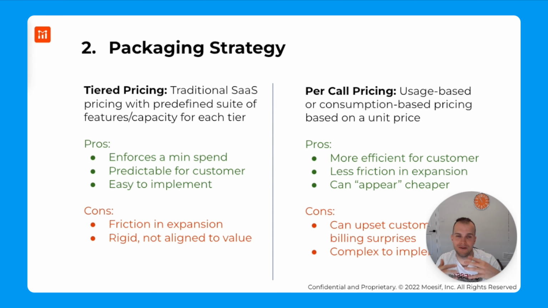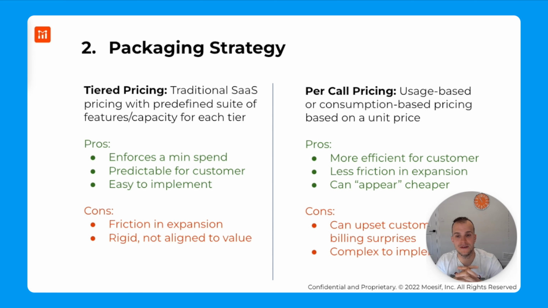There's also the opposite of that, which means that if they dial down usage, their spend could go down significantly. So it does make it very easy to scale up. If they use more, they're going to pay more. And a lot of the times, it does appear cheaper. It doesn't necessarily mean that it is cheaper, but it will appear cheaper to the users.